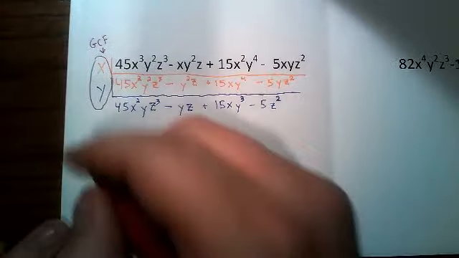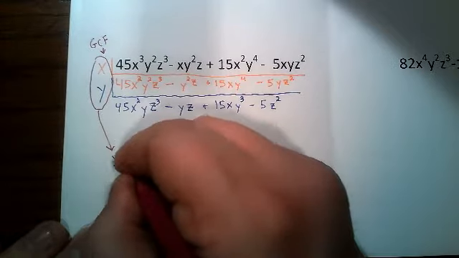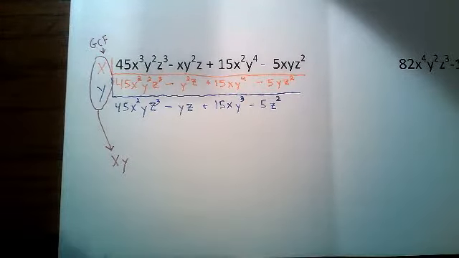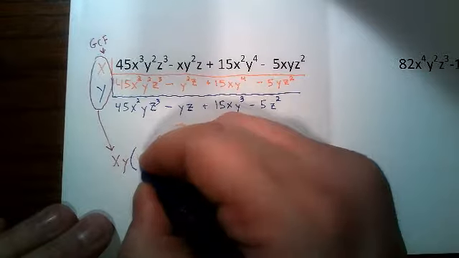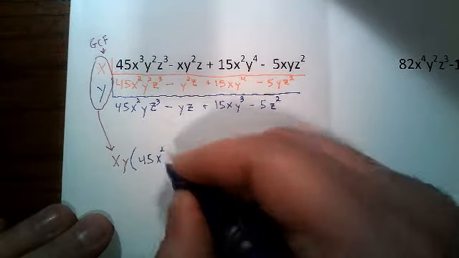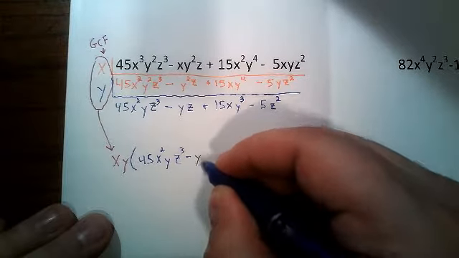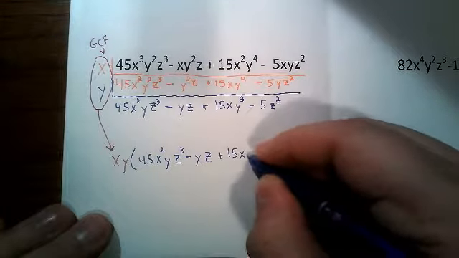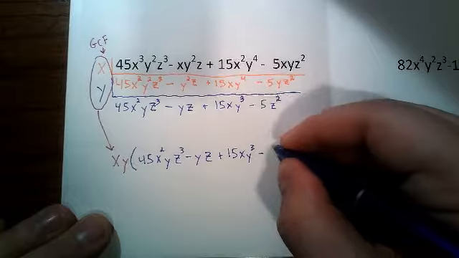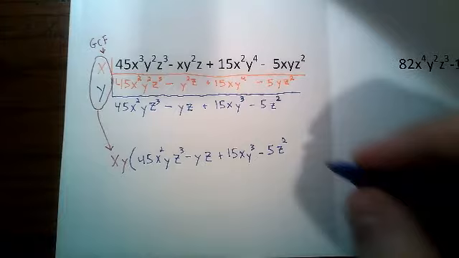X and y. And so when I write my final solution, the x and the y go on the outside. Okay? And then on the inside, what I have left over is right here. 45 x squared y z cubed minus yz plus 15 x y cubed minus 5 z squared. Close parenthesis.